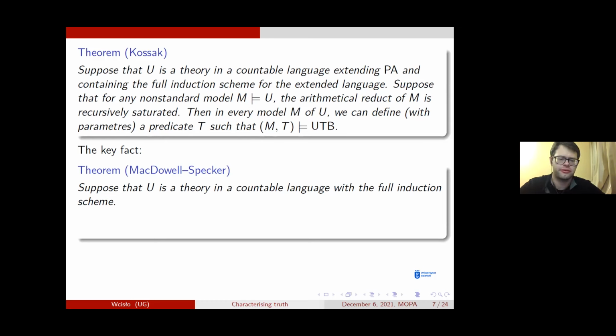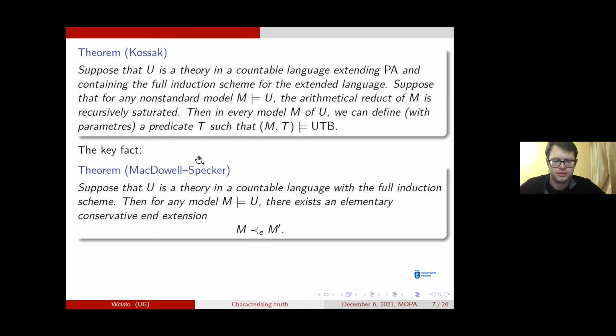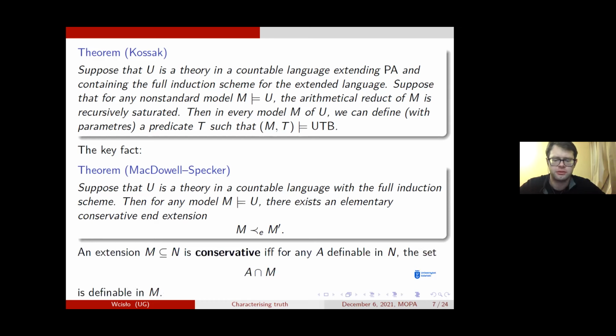So recall the theorem from Dallas-Becker. Suppose you have a theory in a countable language with the full induction scheme, then you can end extend conservatively. What does it mean that the extension is conservative? This means that if you define a set A in the end extension, then its intersection with the original model is actually definable in that model.